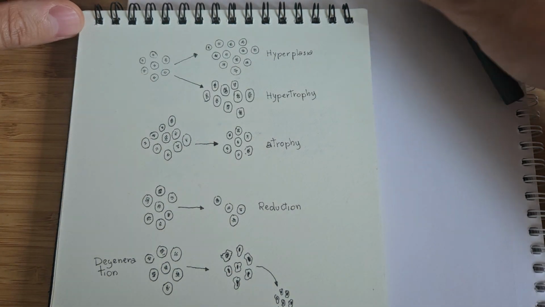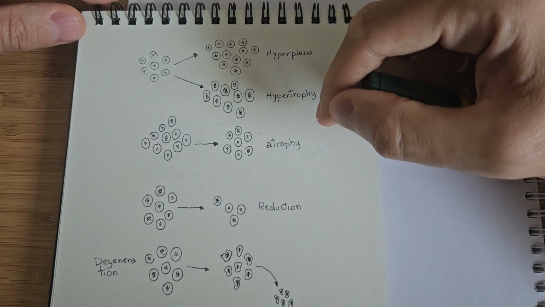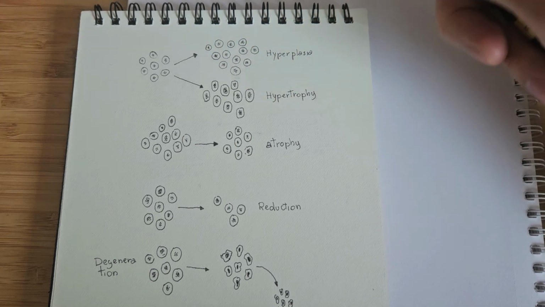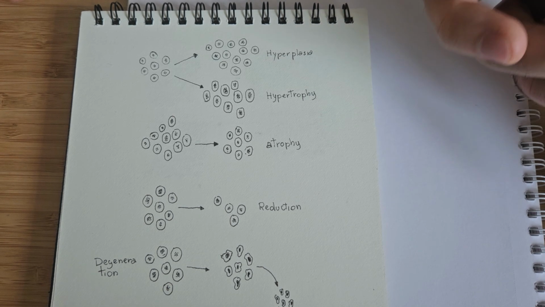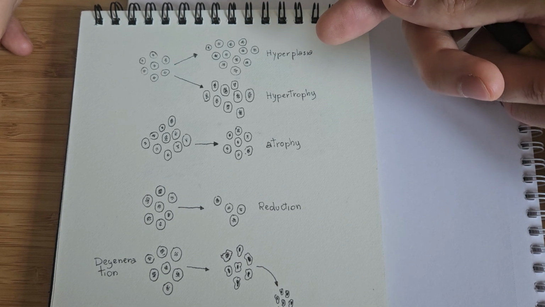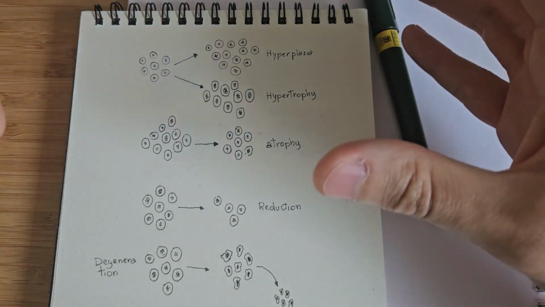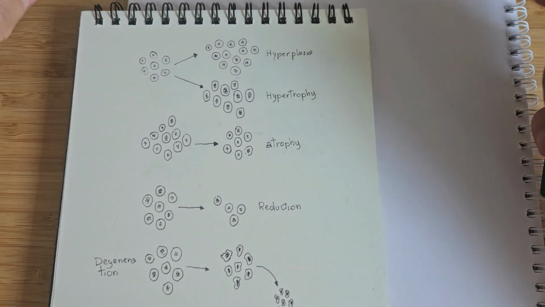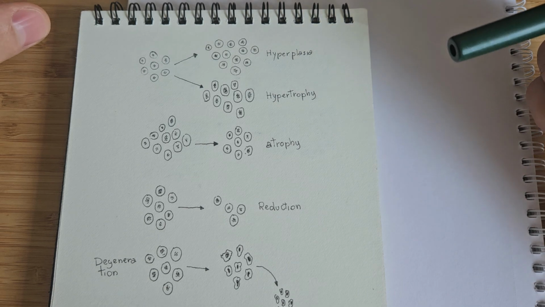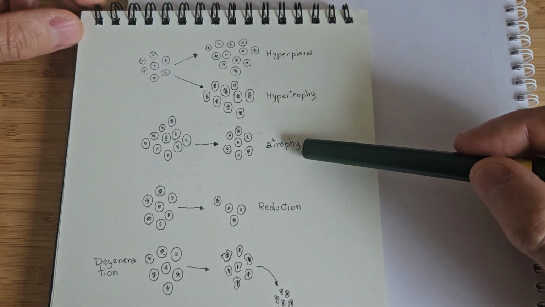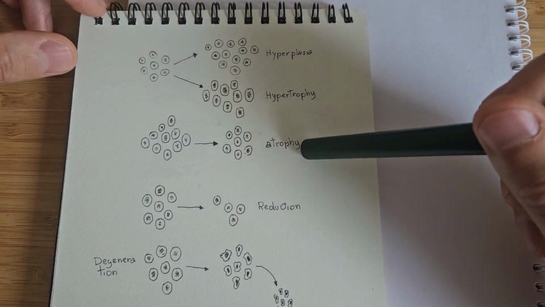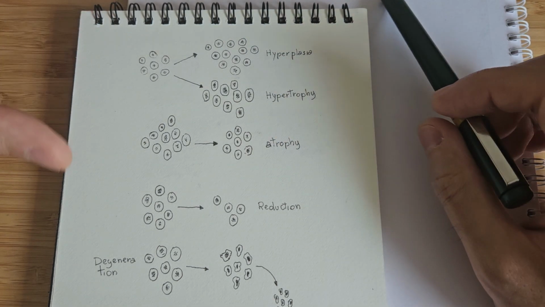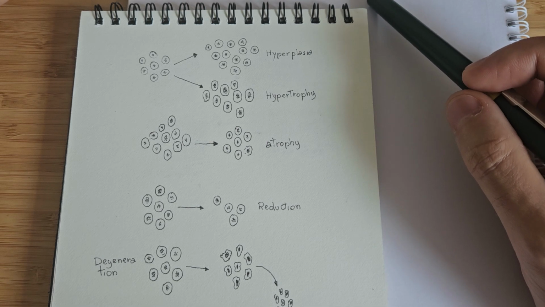Now, on the flip side, when tissues or organs are underused or deprived of stimulation due to poor nutrition, reduced hormonal signals, or even aging, what will happen is that the cells will shrink. And this decrease in cell size, number, or function is known as atrophy, which is a reversible process in early stages, but can lead to permanent loss of function if prolonged.